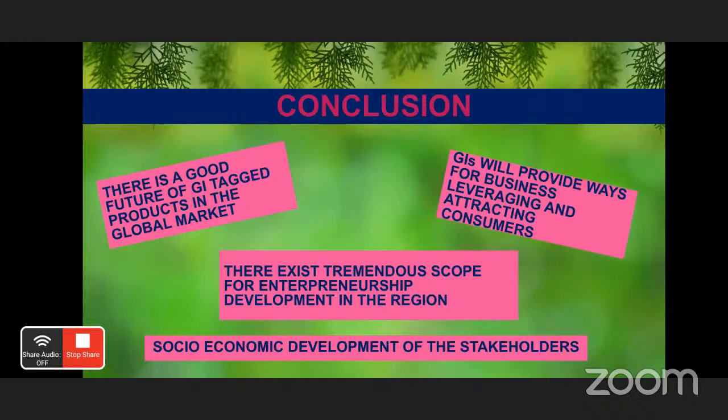So, socioeconomic development of the stakeholders is very, very important. We create awareness among our customers about GI tagging. We should have some good business plans. We should have some entrepreneurs to do the marketing of these products. Then only the socioeconomic condition of the stakeholders will be improved.